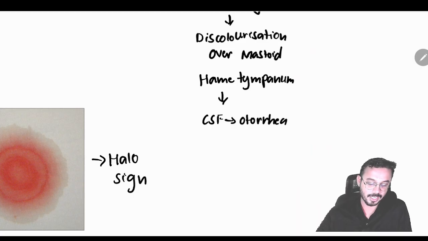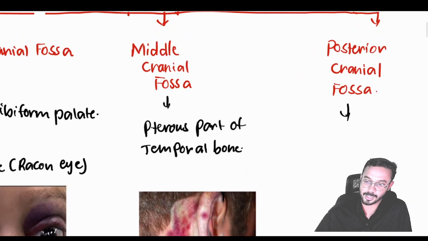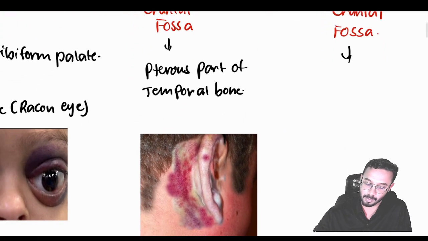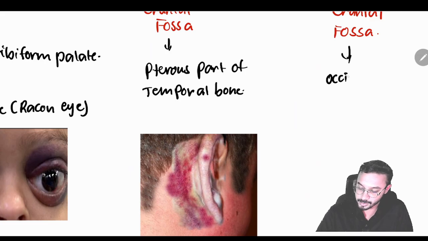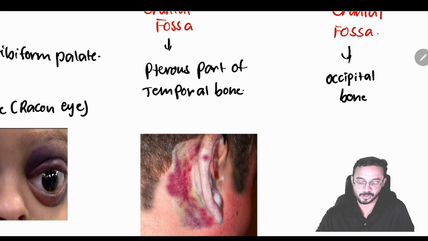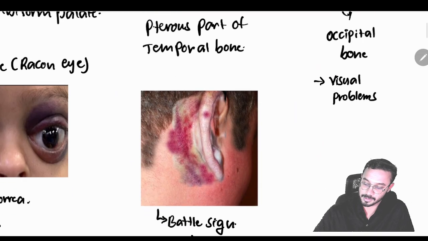So this is about the signs in middle cranial fossa. And in posterior cranial fossa, where does the fracture occur? In the occipital bone. Occipital is related to your vision, so this causes visual problems. The sixth nerve injury also occurs here.